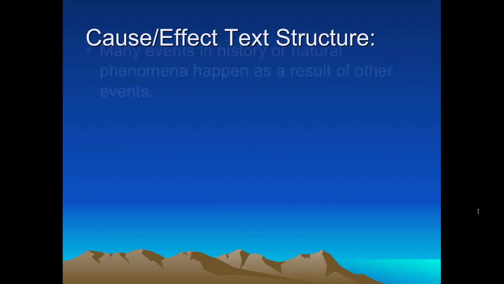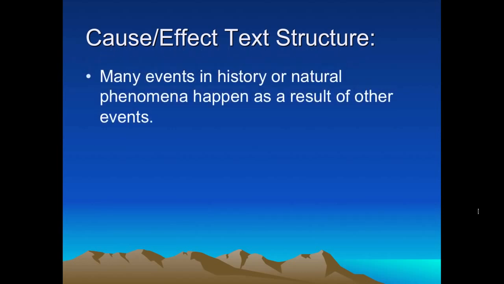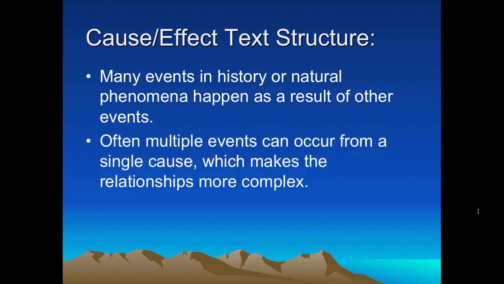Cause and effect text structure has many events in history or natural phenomenon that happen as a result of other events. So there's a cause, and then because of that cause, there is an effect. Often, multiple events can occur from a single cause, which makes the relationships more complex. There's one cause, and with that cause, there are multiple effects that could happen.